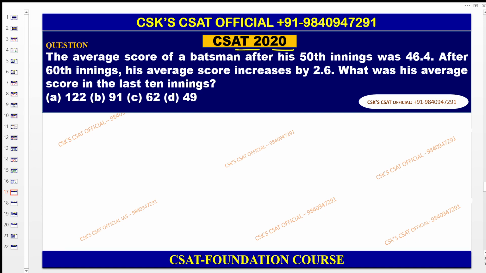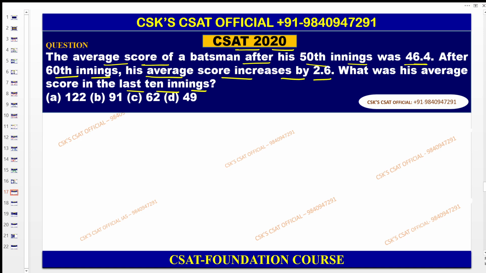See that 2020. Previous one also 2020. I think 3 questions are there in 2020 or 2 questions are there. Let me check that one. The average score of the batsman after his 50th innings was 46.4. After 60th innings, his average score increases by 2.6. What was his average score in the last 10 innings?